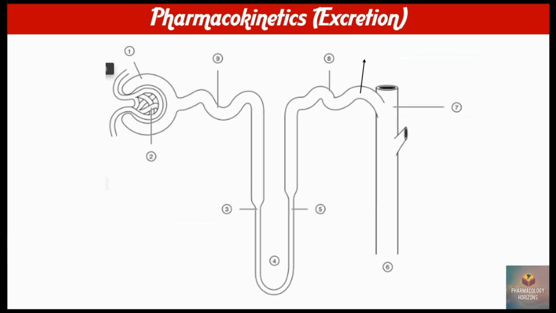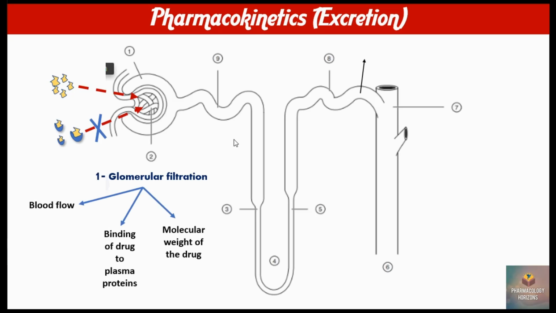The last process of pharmacokinetics is excretion. As you see, this is a nephron. Excretion through the kidney passes through three main phases. First, glomerular filtration, where the free drug is filtered through Bowman's capsule, only the free drug. Bound drug is not filtered, so it will circulate back to the blood. Glomerular filtration is affected by blood flow, so a healthy kidney will have more drug going through it, and it is affected by binding of the drug to plasma proteins and the molecular weight of the drug.